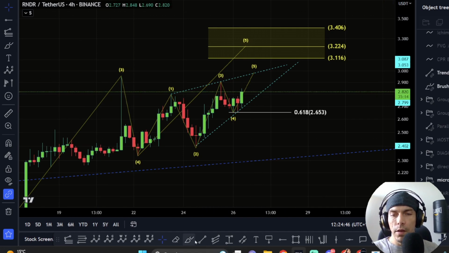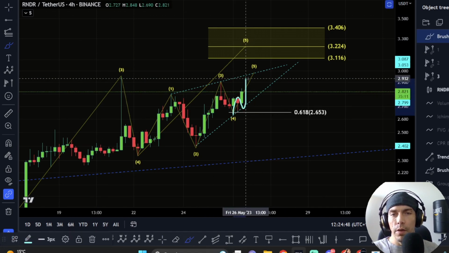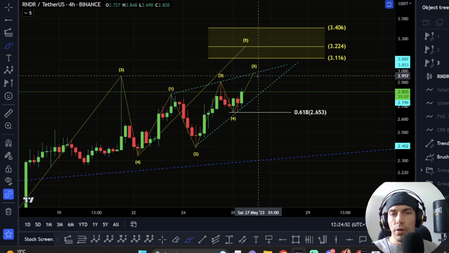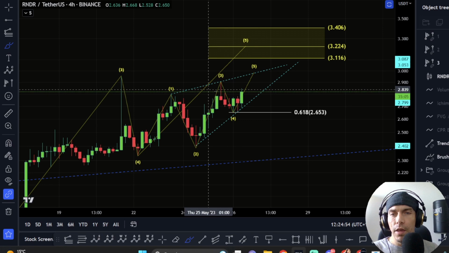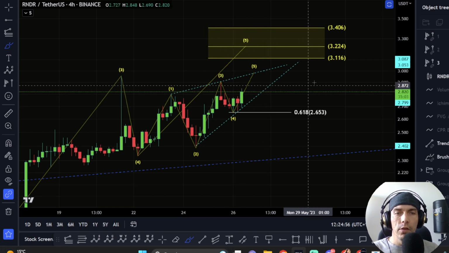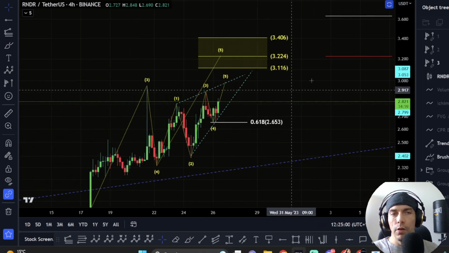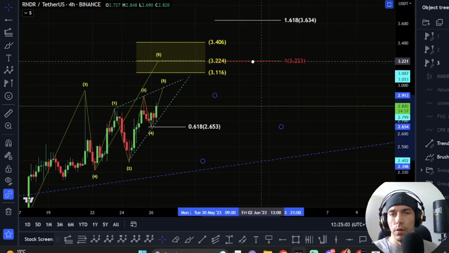So what we'd want to see here is a 3-wave structure, A, B, and C. Typically speaking, these do look to challenge this top trend line, though they can truncate. So we need to be careful of the fact that this could actually still look to truncate within here, in which case we could actually look to break to the downside.